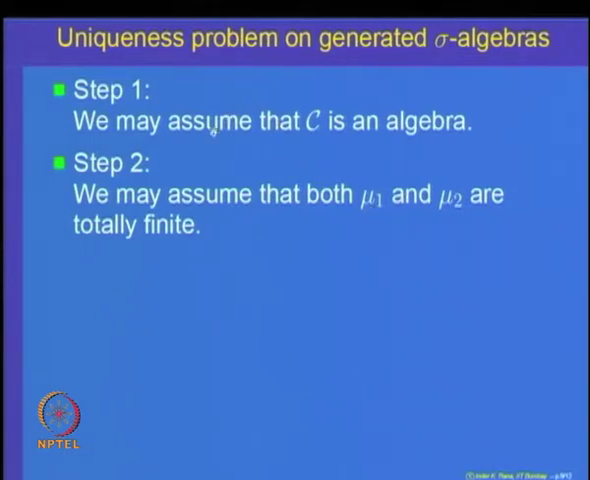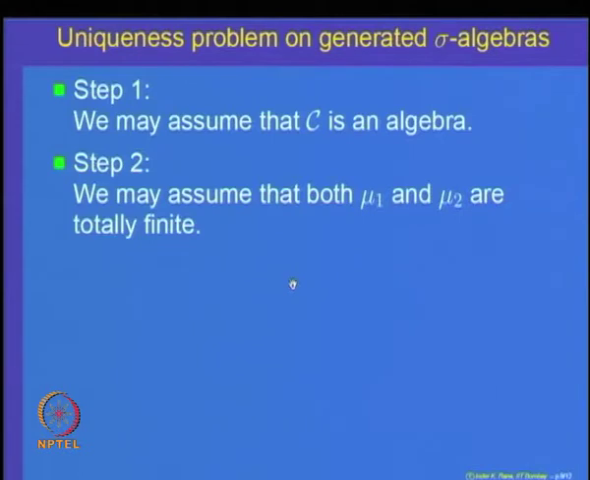The first one being we may assume that C is an algebra, and second one that mu 1 and mu 2 are totally finite. Okay. So, what we want to prove now? We are only left with the case to prove that if C is an algebra, mu 1 and mu 2 are totally finite, defined on the algebra C, and if they agree on C, then they will agree on the sigma algebra generated by C. So, that is the next step we want to show.